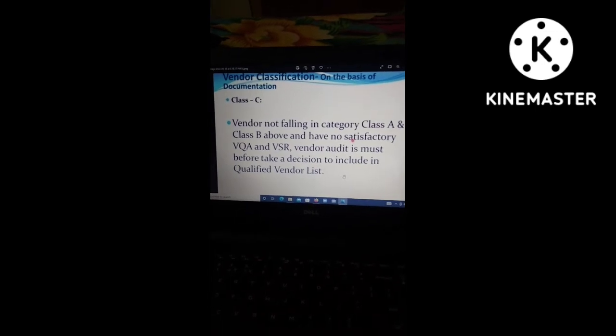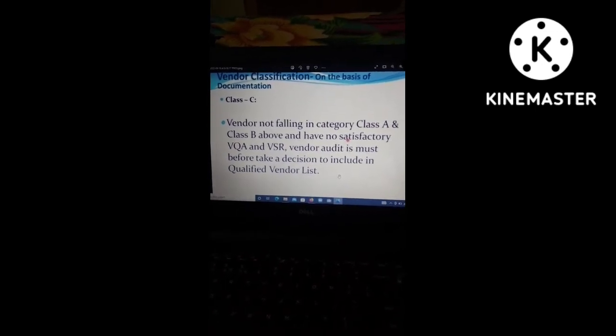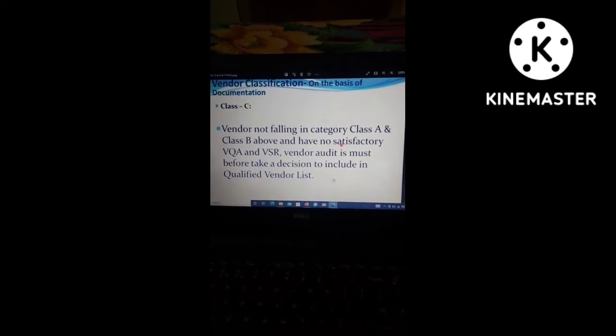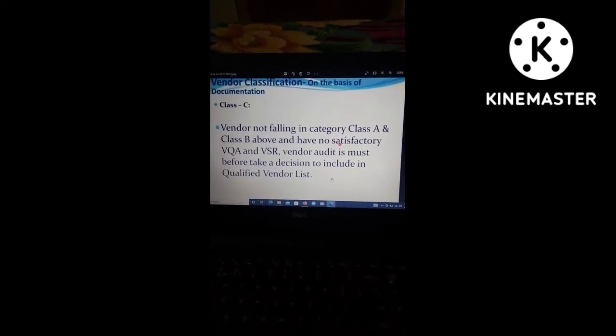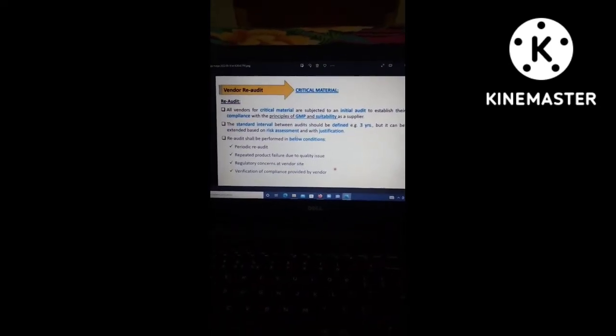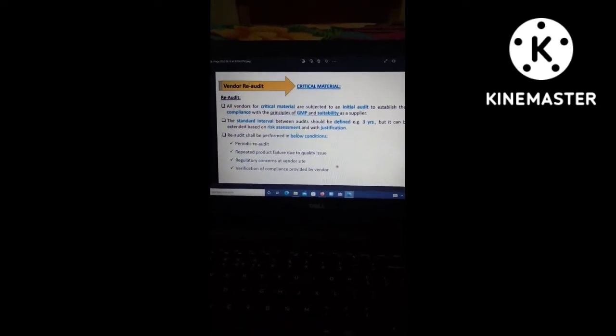But class C is very critical. So we have to take the most care before entering into the qualified vendor list if it is considered as class C. This is the class C vendor. Now let us go to the vendor re-audit.